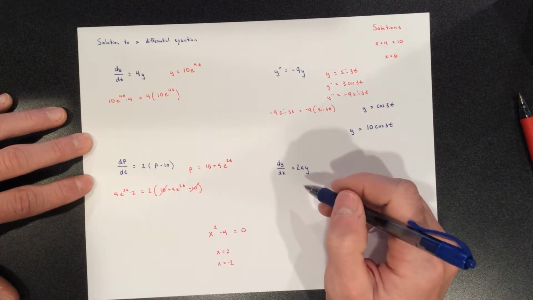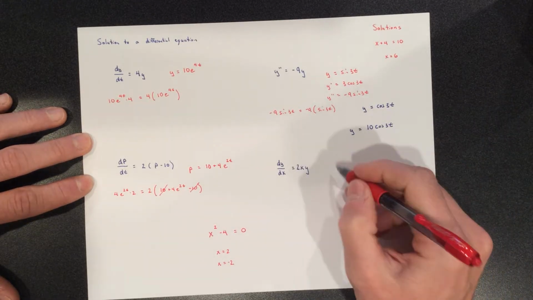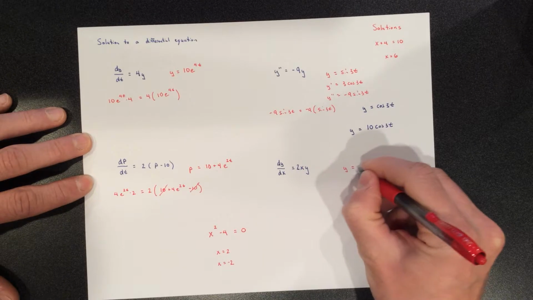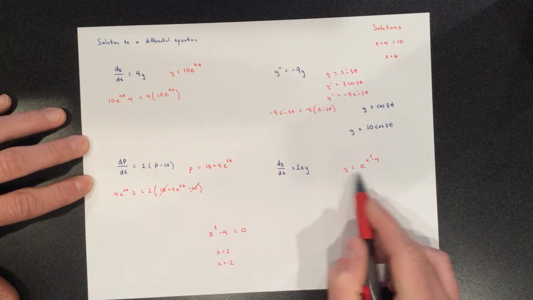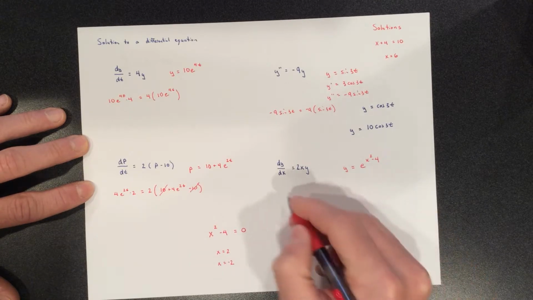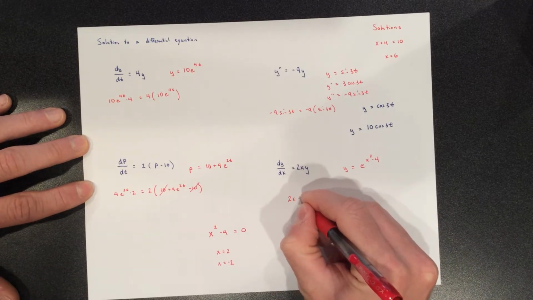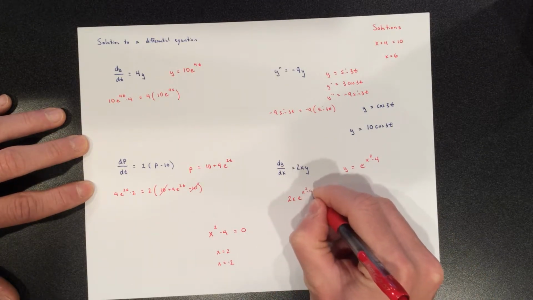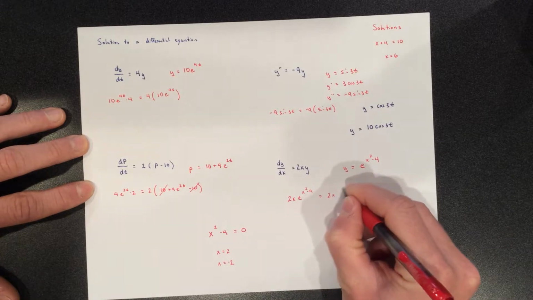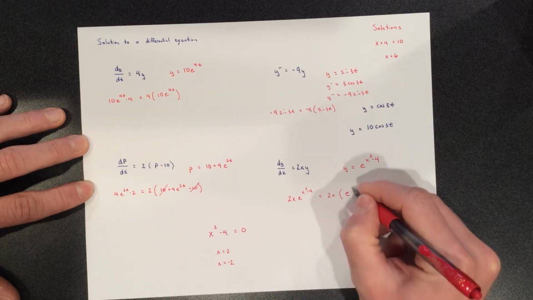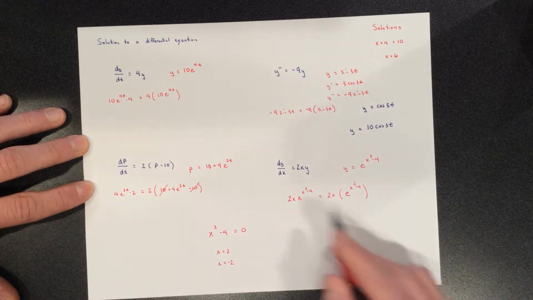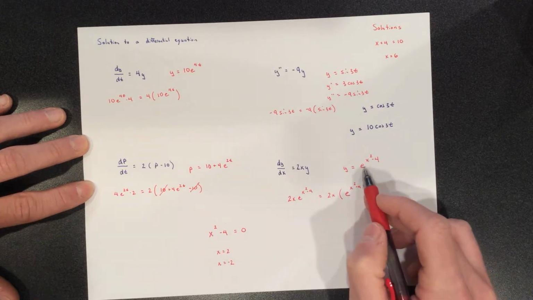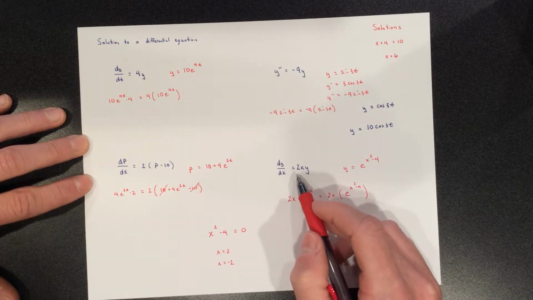Okay, how about this one down here? Let's claim that y equals e to the x squared minus 4. We're going to claim that this is a solution to this. So take the derivative and get 2x e to the x squared minus 4. And is that equal to 2x times y, which is right here, e to the x squared minus 4? You see that this equals this, which means this is indeed a solution to this differential equation.